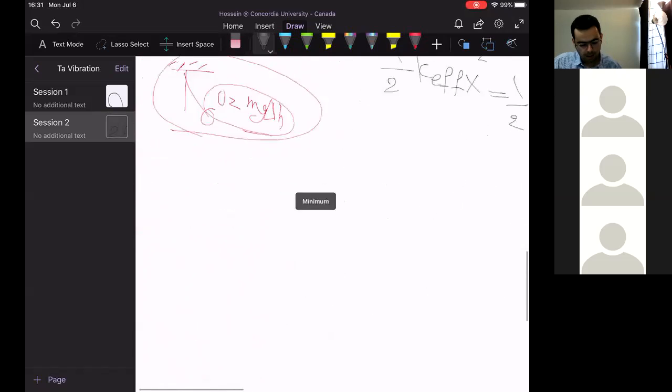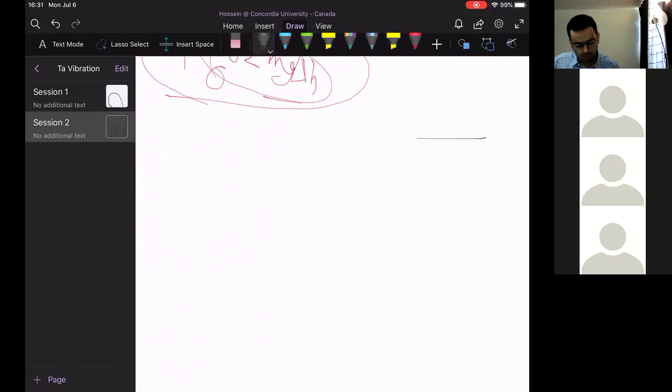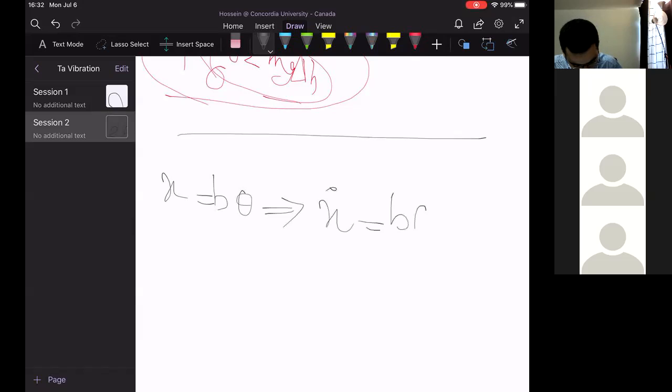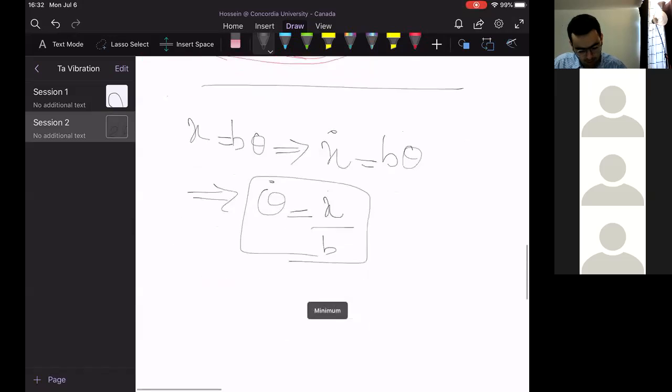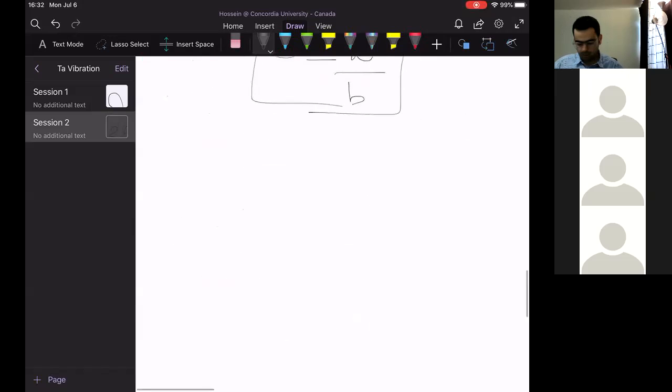Since we are asked to calculate the effective stiffness and effective mass at point x, we change any theta into linear motion. So x is equal to b multiplied by theta. You could easily take the derivative: x dot would be b theta dot. Therefore, theta dot can be replaced by x dot over b. So you have to plug this relation into the above relation.